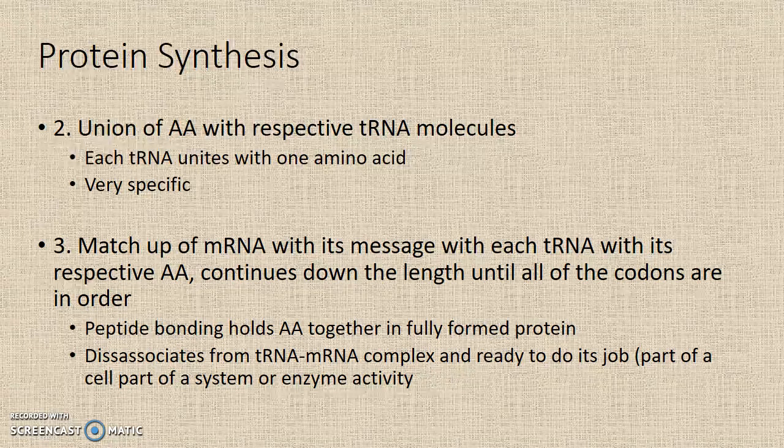Step 2 and 3. Step 2 is the union of the amino acid with the tRNA, so each tRNA unites with the amino acid that it needs. And then the last step is the matchup of mRNA with tRNA, and it continues down the length until all the codons are in order, or until that protein is made up. You can read the rest of this.